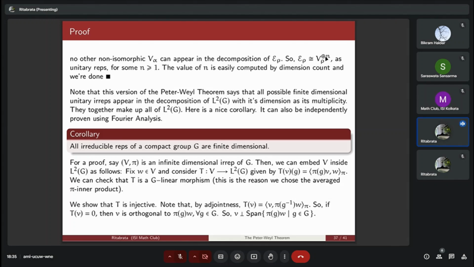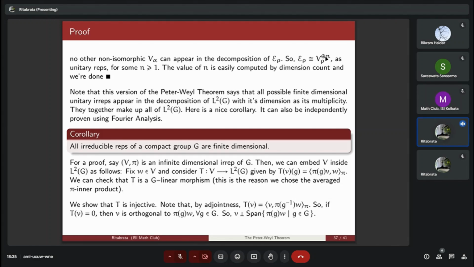For a proof, our strategy will be like this. See, an irreducible representation might not be inside L²(G). We'll try to show that the idea is that L²(G) is so big that given any irreducible representation, we should have a copy inside L²(G). So given any infinite dimensional irreducible representation of G, we'll try to make a copy of it inside L²(G). We have already decomposed how L²(G) looks, and we'll use that to show that an infinite dimensional irreducible thing cannot happen. This is our idea.